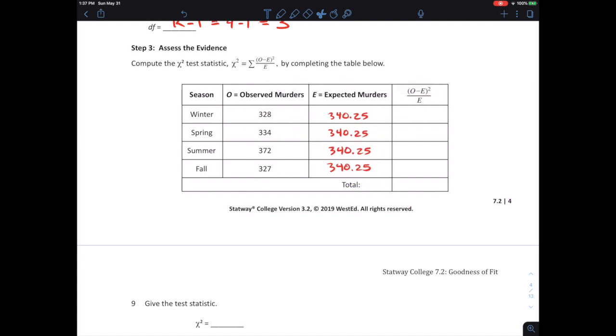Okay, now let's do the first one of these together. As mentioned, you have to do (O minus E) squared over E, and this is going to be different for every row in the table. So the first O is 328 minus the E, which is 340.25.